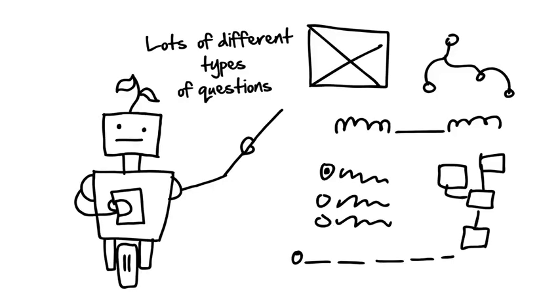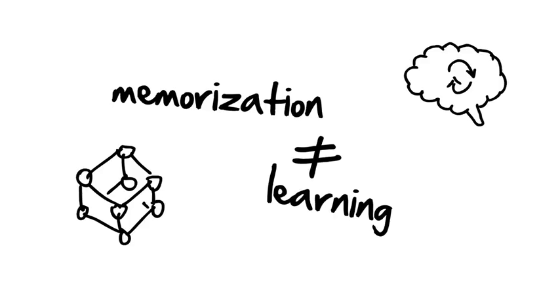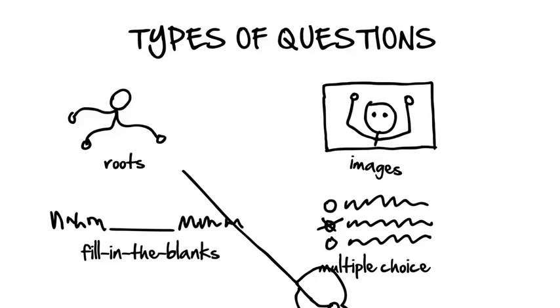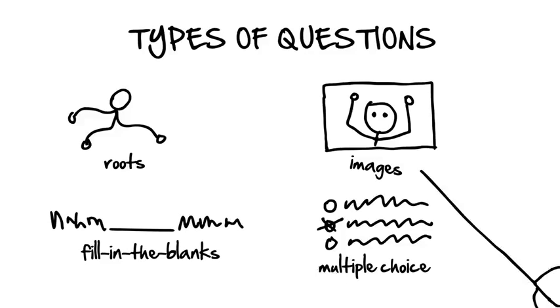Sam's personal trainer will reward his good behavior by asking a lot of different questions and presenting him with different learning contexts. It will not ask the same question over and over again. Memorization is not the same as learning. The trainer will instead challenge Sam with different types of questions, such as roots, images, fill-in-the-blanks, multiple choice, etc. These strengthen his memory over time.